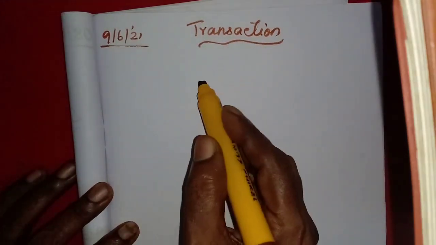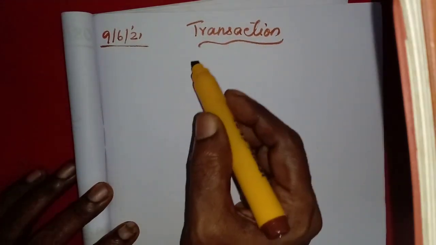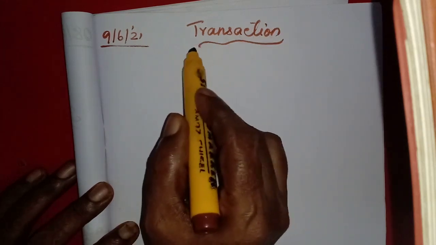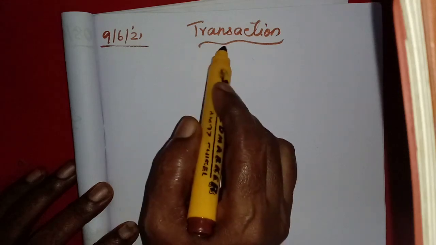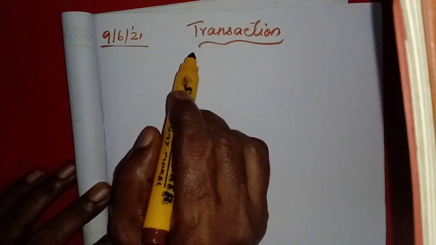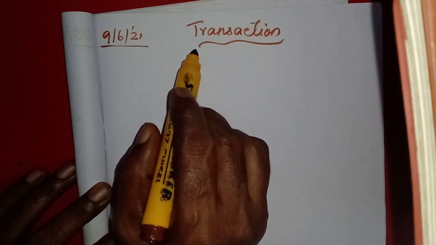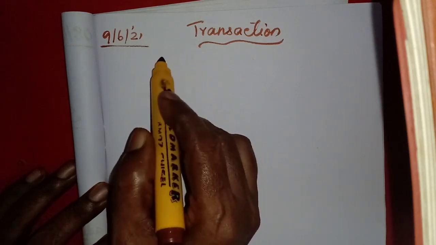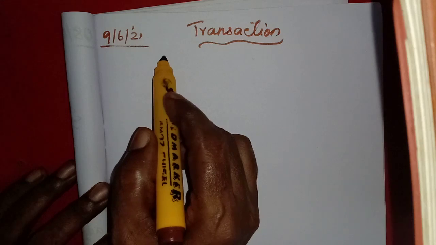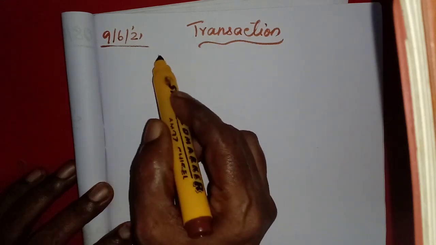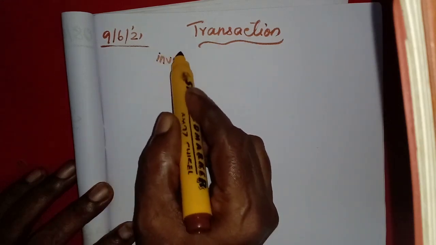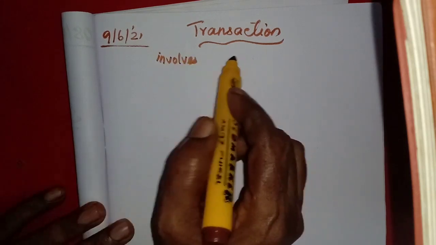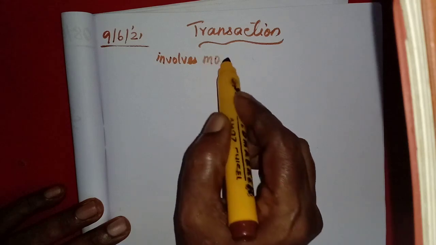What is the meaning of transaction? All the business activities are called transactions. We have learned already that only financial transactions will be recorded in the accounts. Only business transactions that we can say are financial transactions. That means the transaction involves money or money's worth.